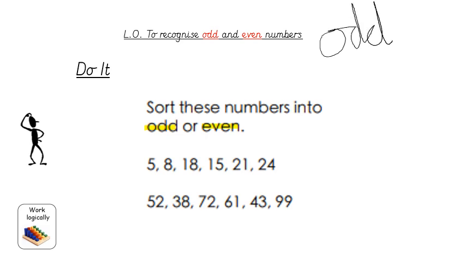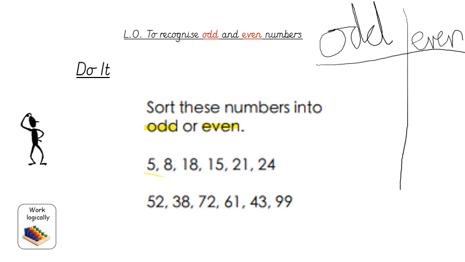Odd, and then next to it you're going to write even, and then underneath you can write the numbers. Okay, so we'll do the first one together. So the first one is 5. Is 5 odd or even?